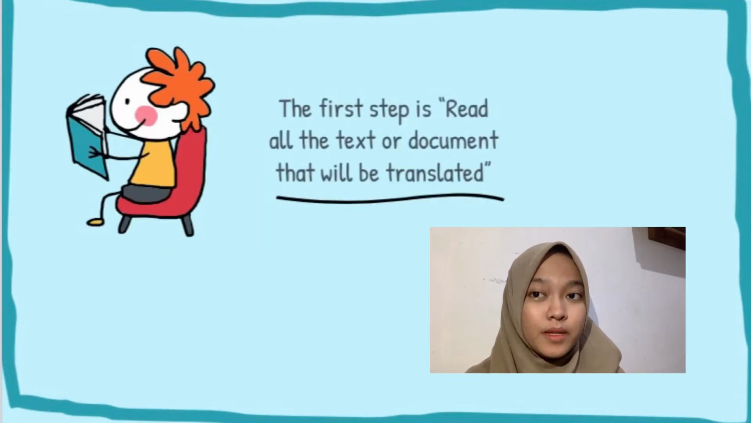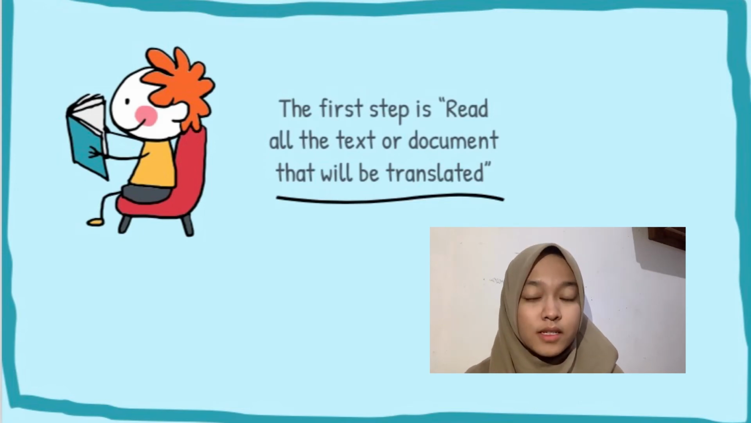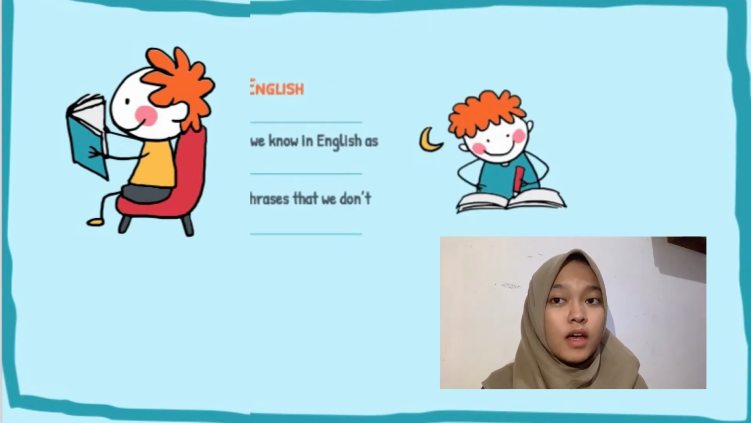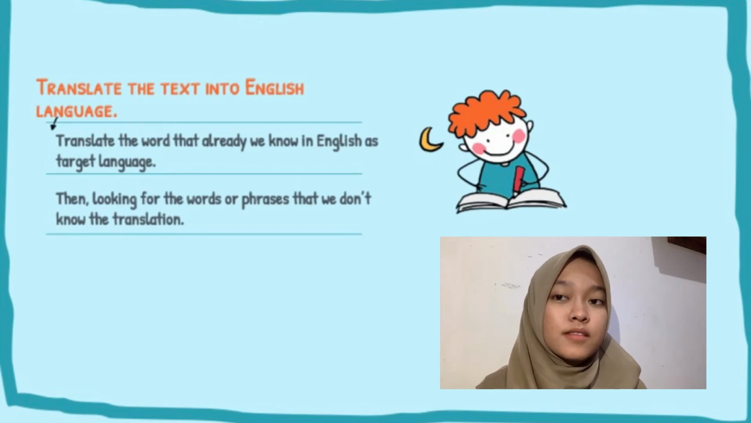The first step is to read all the text or document that will be translated. In this step, we have to know the context of the text, such as what is being discussed in the text of the article. After we read all the text, we have to translate the text into English.